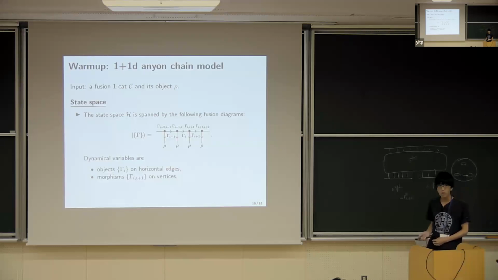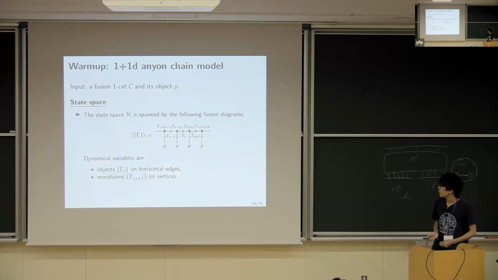And in addition to this, we also choose a single object, which we denote by rho. And we can choose this object arbitrarily. And from these input data, we can construct a large family of 1+1 dimensional lattice models with symmetry C. So let me first define the state space.